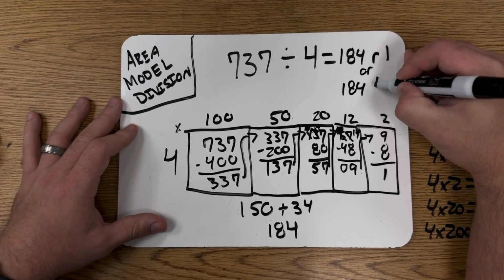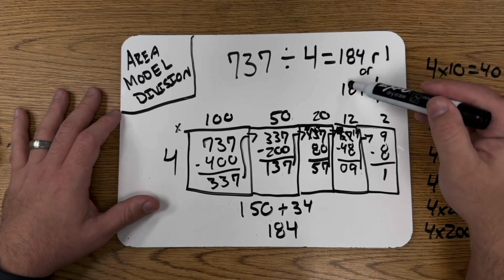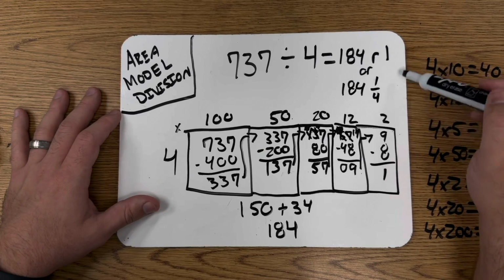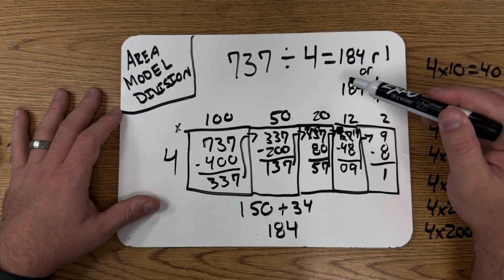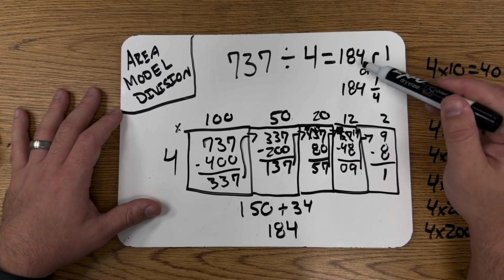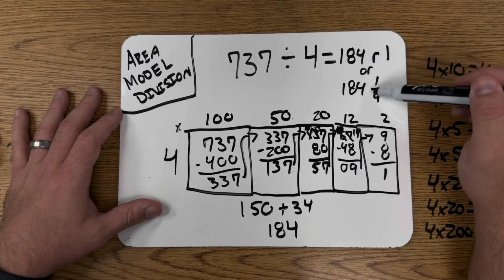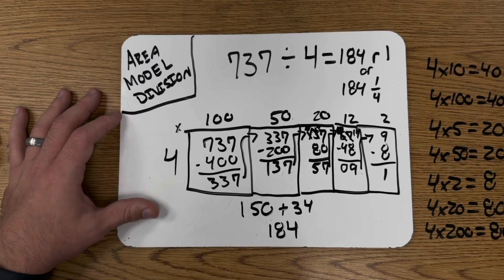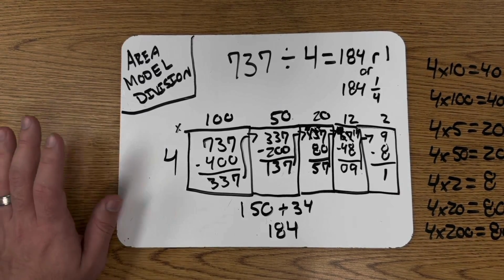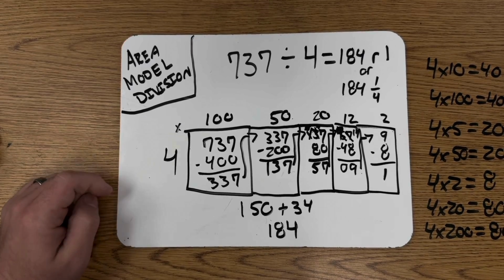184 and 1/4. This is the way students are going to have to represent their division on the FAST test and in class. So they really do need to know how to do this fraction thing, but they're going to see both, so it's good to be able to do both. So I'm going to have students recognize and show me both for each problem so that way they understand. But yeah, that is area model division.